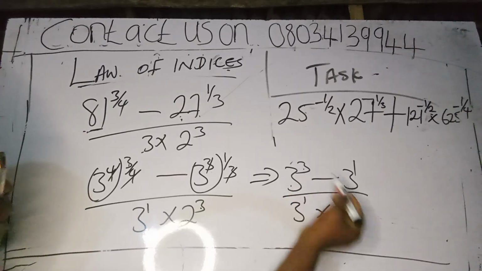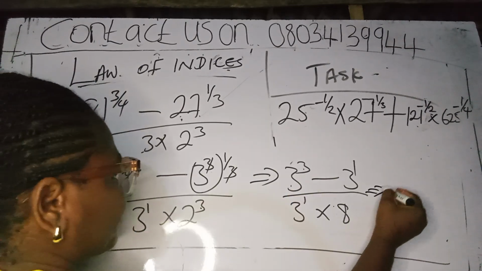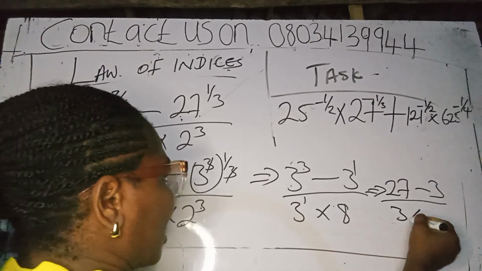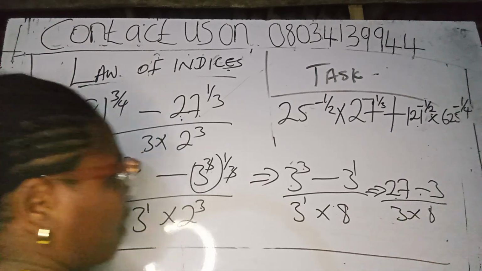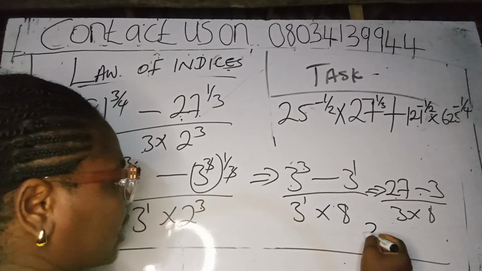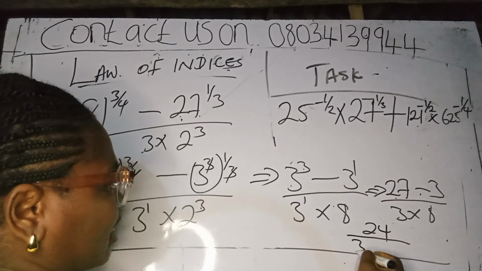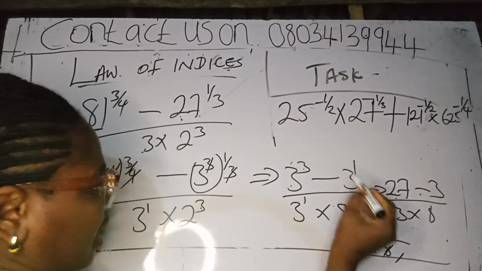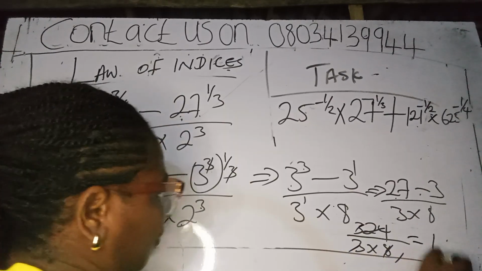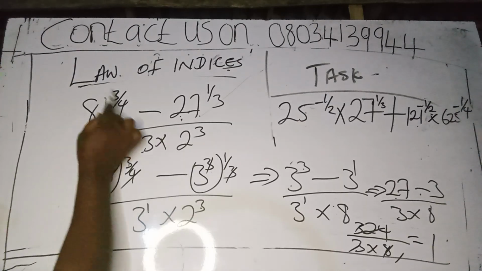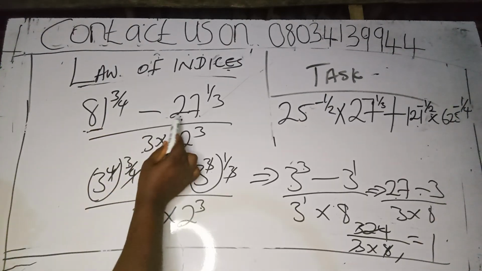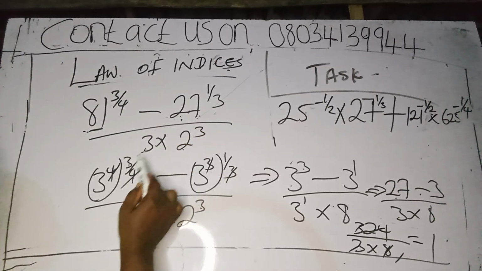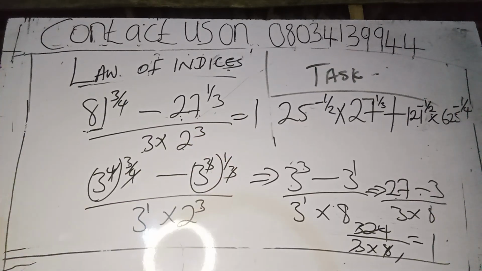So 3 raised to power of 3 is 27, take away 3, divided by 3 times 8. And 27 take away 3 is giving us 24, divided by 3 times 8. 3 here 1, 3 into 24 is 8. And 3 over 3 will give us 1. So the answer to 81 raised to power of 3 over 4, take away 27 raised to power of 1 over 3, divided by its denominator is equal to 1.